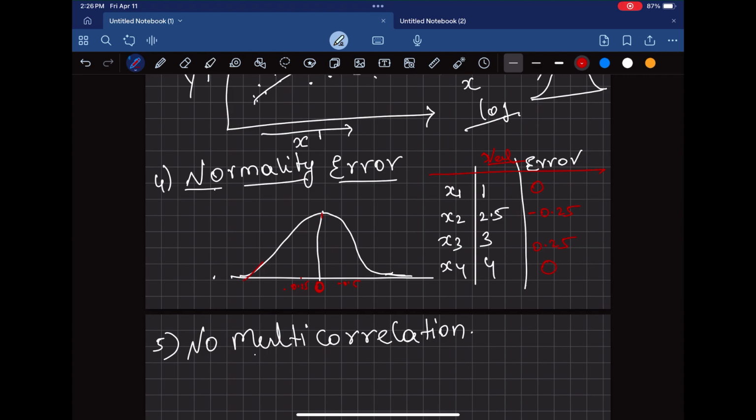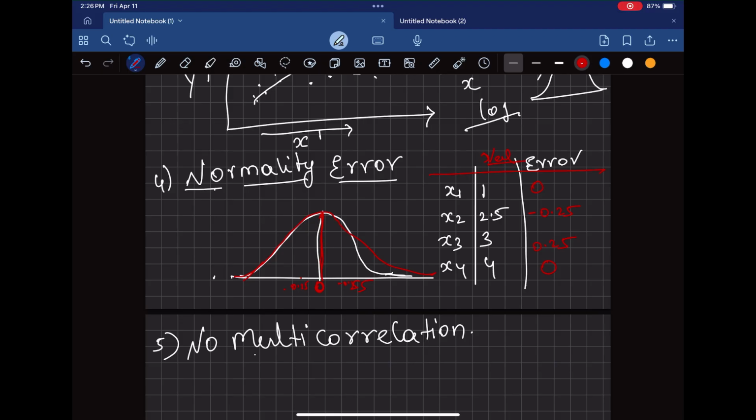Since we had only four observations, the graph looks like this, but if there are many observations, you need to get a normal curve, with zero in the middle. Then your data is fine; I mean, your model is passing one of the assumptions, so your model is working fine.